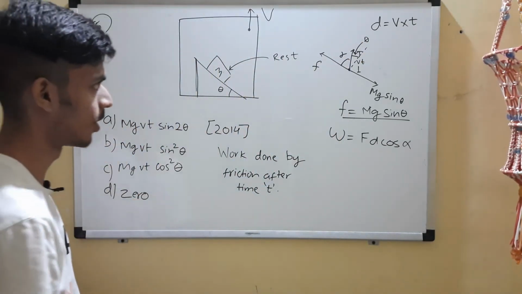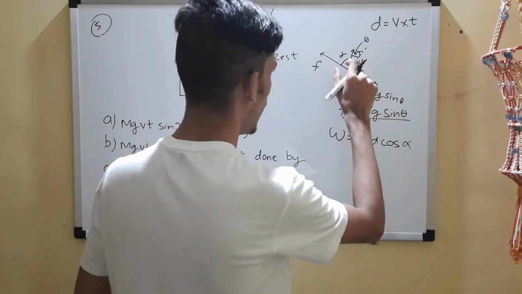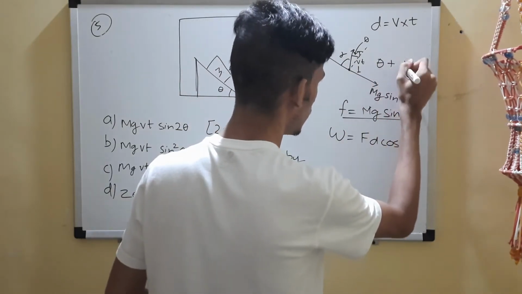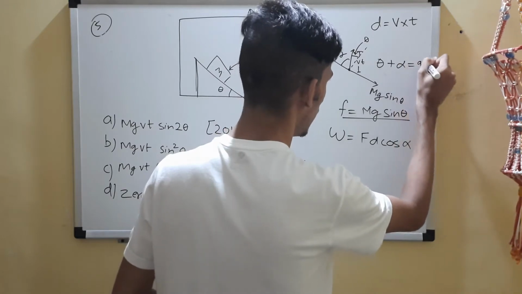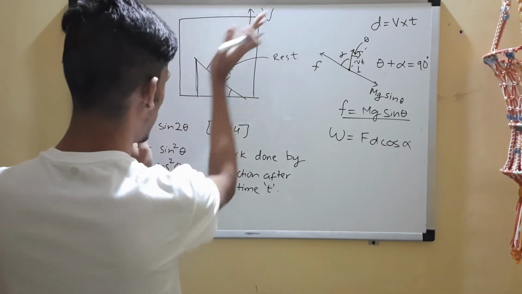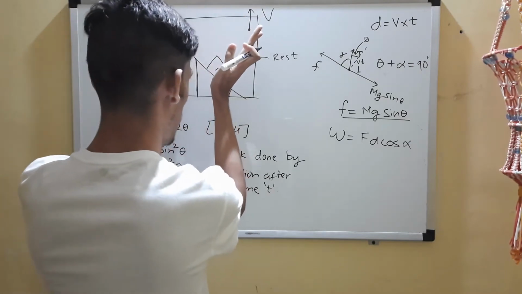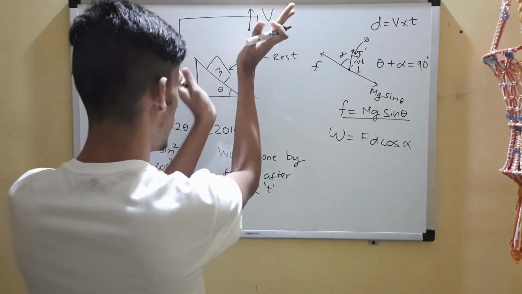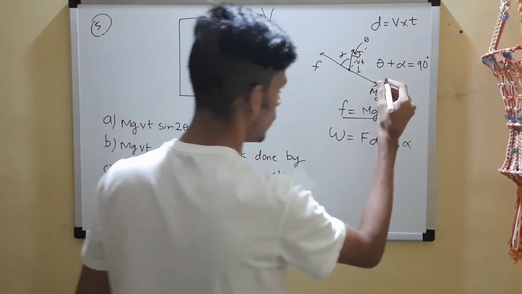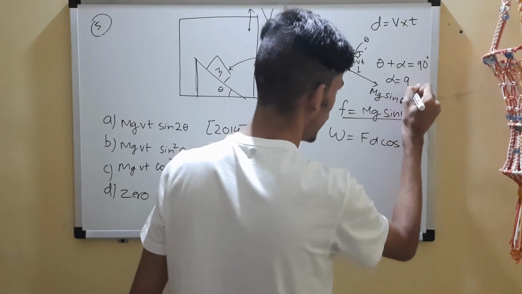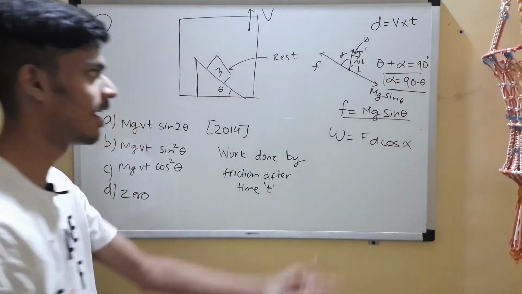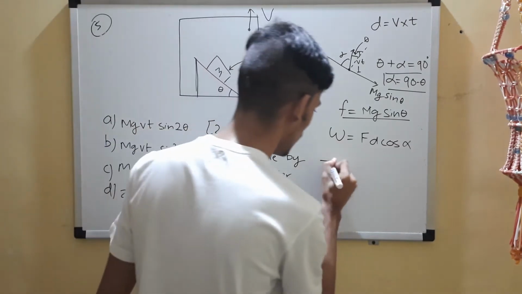Okay, so this angle is theta, and you can see that theta plus alpha will be equal to 90 degrees. The direction of the normal is this way, and the frictional force is along the incline. This is perpendicular to the incline, this is along the incline. So theta plus alpha is 90 degrees, so we have to find alpha, which is 90 minus theta. Substitute all the values over here, you will get your answer.